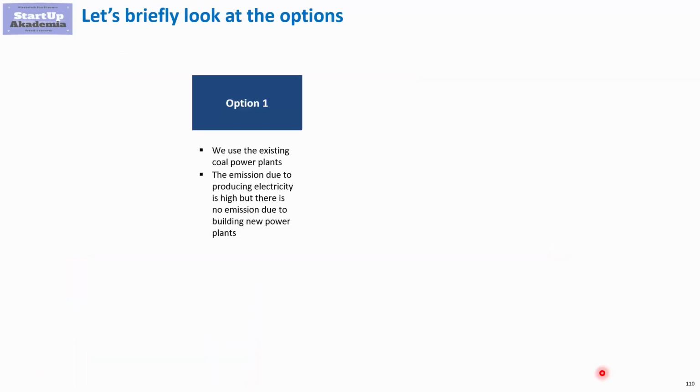So the basic one is what we've got today. So we've got existing coal power plants. Therefore, we've got emissions due to burning the fuel to produce the electricity, but there's no carbon being generated by the fact that we built the facility.